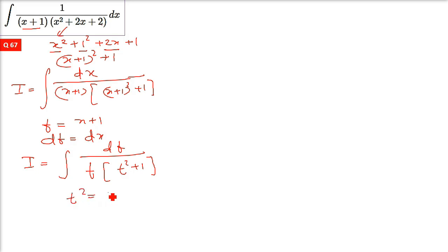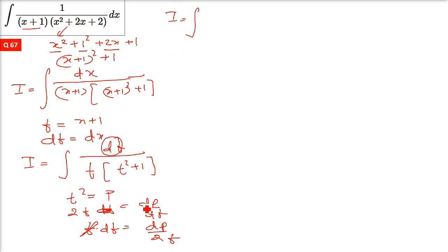So we'll take this t square as p. So 2t will be equal to dp by dt. So how do we get? Because we have to replace dt by whatever we have on the other side. So dp will be 2t dt, or you can say dt will be dp by 2t. So this dp by 2t will be replaced in place of dt. So integration will be, this dt will become dp by twice of t. This t is already there and t square plus 1 is there with us. So what do we get?